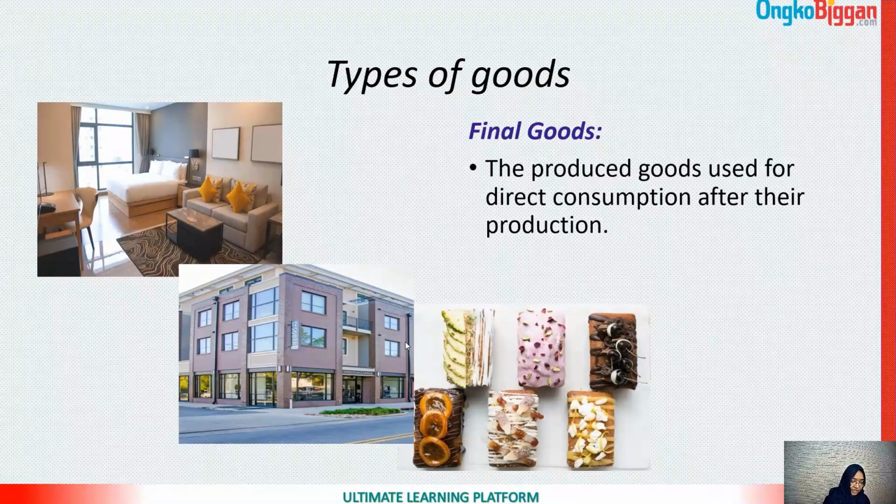Now, after intermediate goods, there come the final goods. The produced goods used for direct consumption after the production. The produced goods are used for direct consumption after their production. For example, apartments, buildings, foods, a chair, or any kind of finished products. These are called final goods.